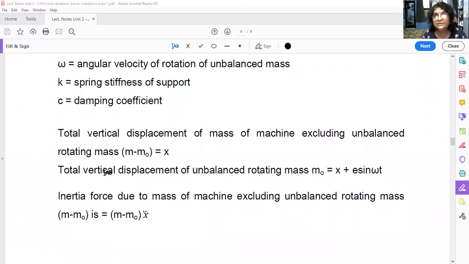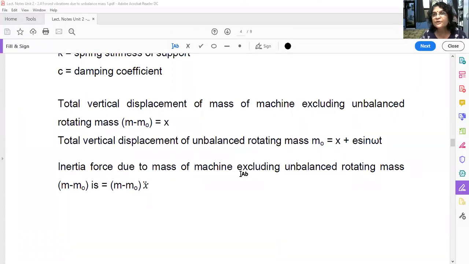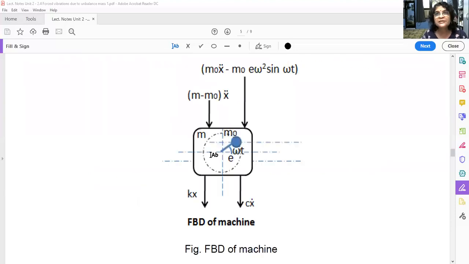Hence, what is the force due to the mass of the machine excluding the unbalanced rotating mass? Considering acceleration, the inertia force, for this machinery, is M minus m0 into x double dot. And the inertia force due to m0 is only because of m0 into its acceleration. Correct? So let us see here.